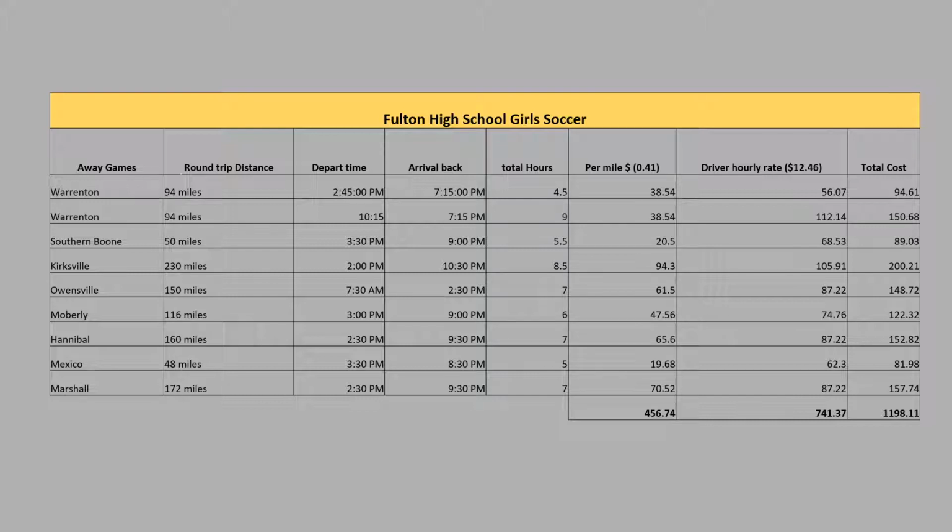The first column I have here is the round trip distance. And this is from Fulton High School to the high school that they're playing at. How I came up with this is I simply went on to Google Maps, typed in Fulton High School, typed in the high school that they're playing at, and got a one-way distance from Fulton High School to that high school, and then just simply multiplied it by 2 to get the round trip distance.